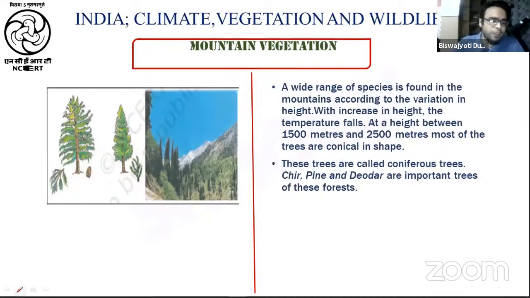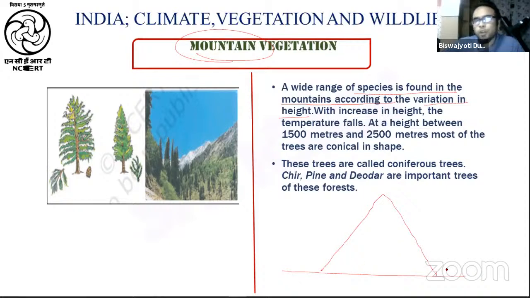Then we have your mountain vegetation. Of course, by the term itself, you can guess that we are talking about the vegetations which are found along the mountainous regions of India, right? So a wide range of species is found in the mountains according to the variation in the height. So if this is a mountain, as we move up the elevation in a mountain, your vegetation also keeps on changing.